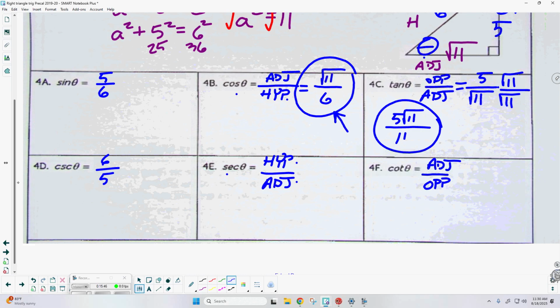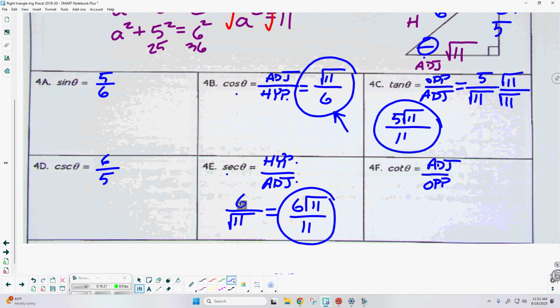Okay. Let me go ahead and catch up here. Let's see, who haven't I talked to today? How about Rehan? What'd you get for 4E? Okay. So 6 over the square root of 11. That's correct. But we need to rationalize this. So once I do that, we should be getting 6 root 11 over 11. So that is our final answer.